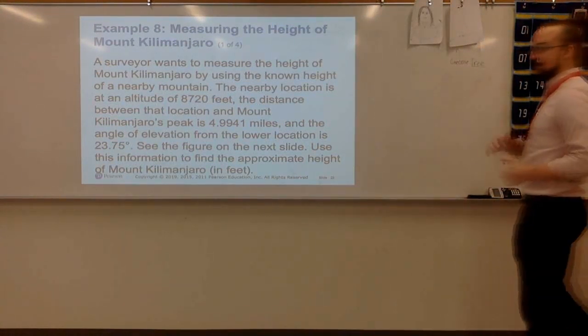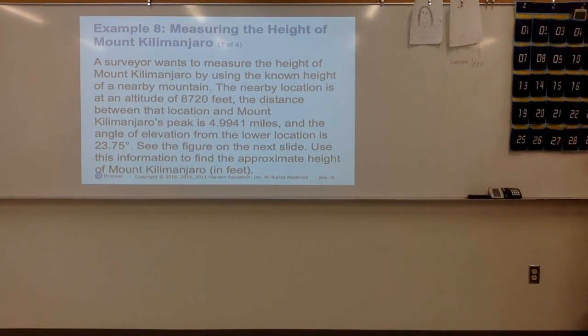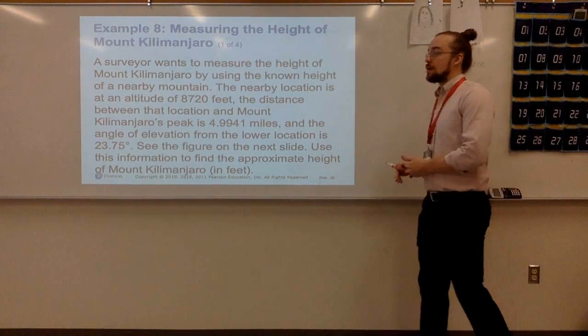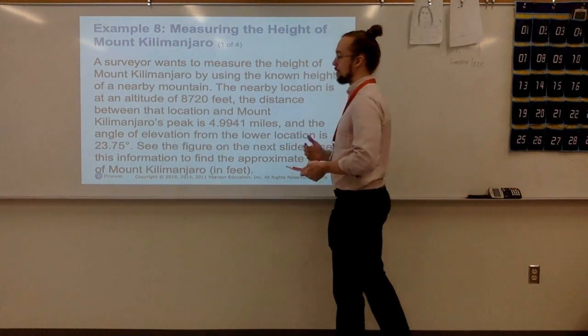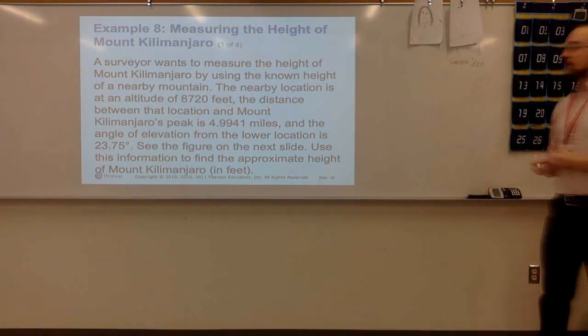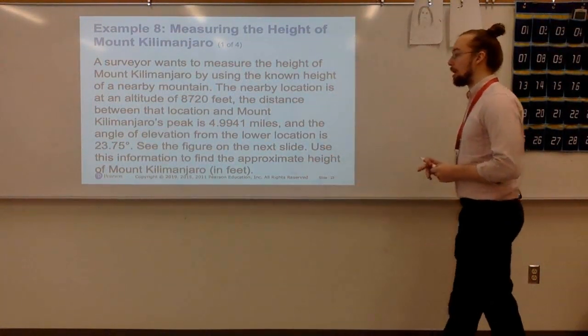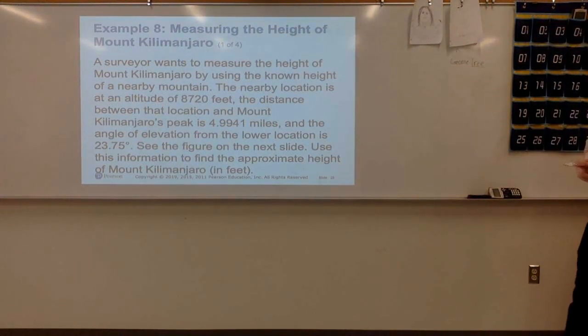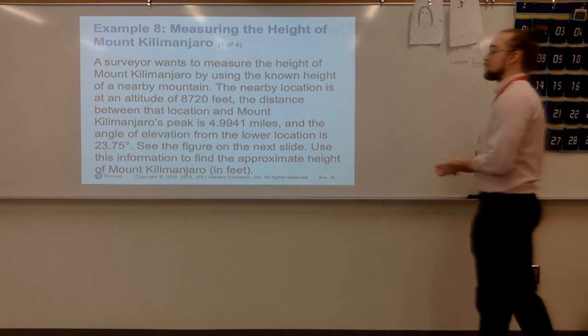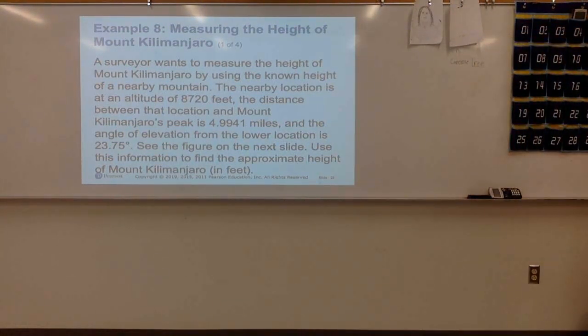So for this one, we're trying to find the height of Mount Kilimanjaro by using the known height of a nearby mountain. It says the nearby mountain has an altitude of 8,720 feet, and the distance between that location and Mount Kilimanjaro's peak is 4.9941 miles. And the angle of elevation, the lower location, is 23.75 degrees. It says see the figure on the next slide, but we're not going to look at the figure. We're going to draw our own picture.